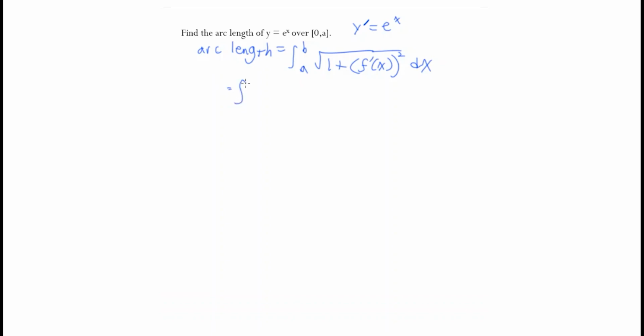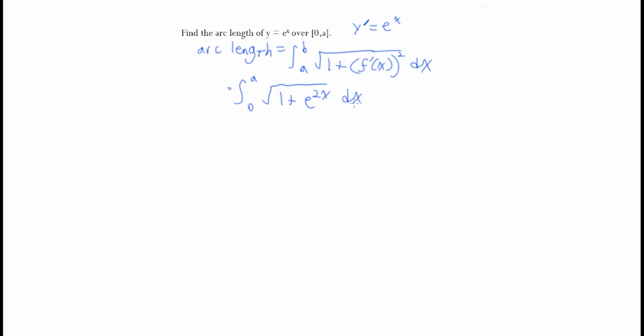So that will equal, and our bounds are 0, comma a. So you take the higher number, which is clearly a in this case because it comes after the 0, so 0 to a, and then the square root of 1 plus e to the 2x, and then dx. I just squared the e to the x.